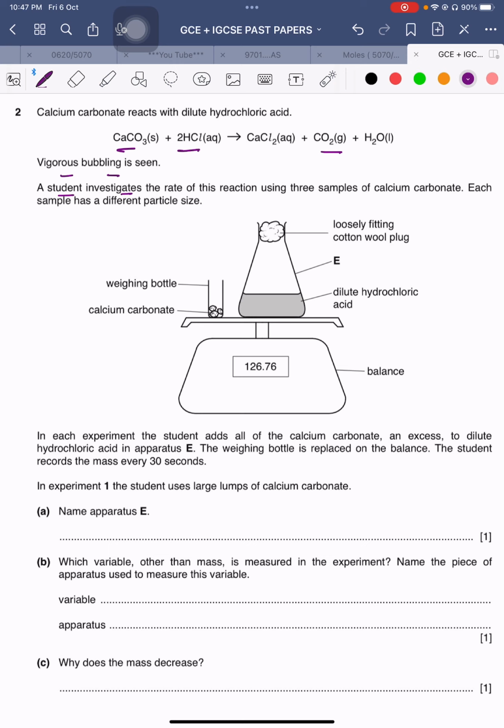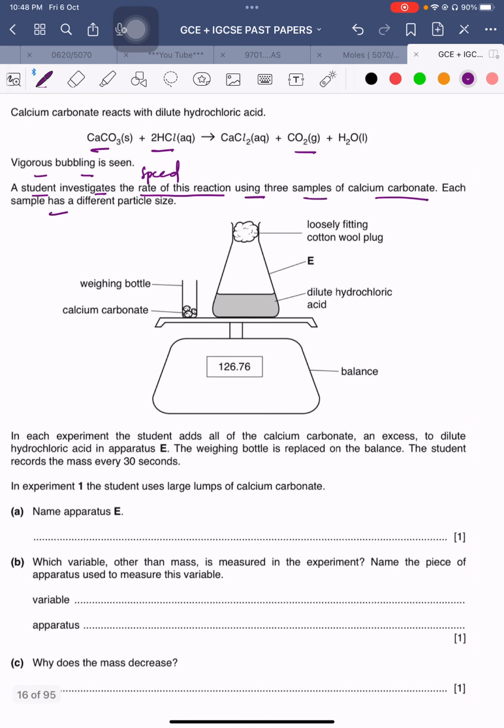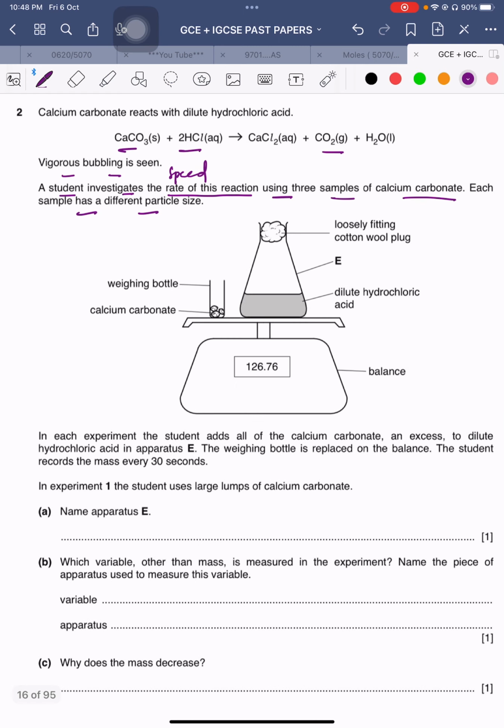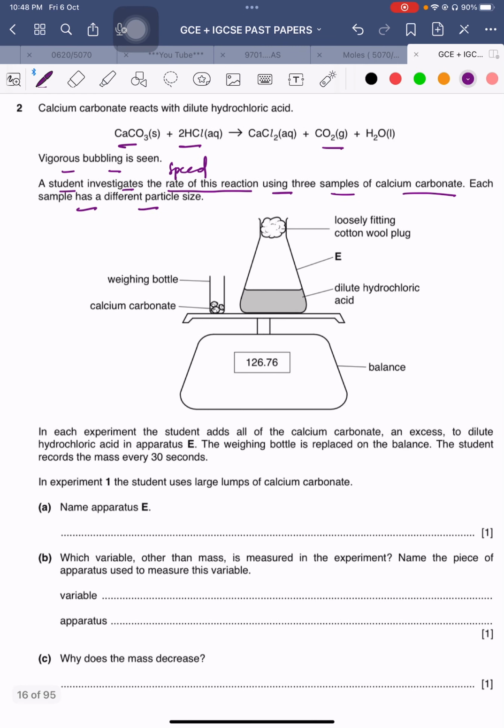A student investigates the rate of the reaction, I mean to say the speed of the reaction, with which speed this reaction is going to finish, using 3 samples of calcium carbonate. Each sample has a different particle size. So one is, for example, the blocks of calcium carbonate, the other is chips of calcium carbonate, and the third is powder. Okay, so for example, this is one size and this is another size, whereas this is the third size.